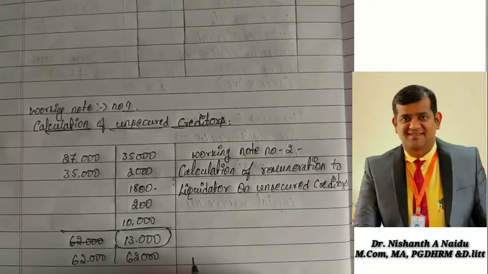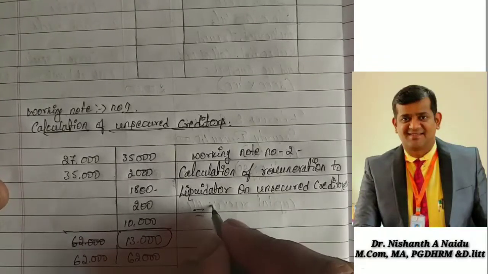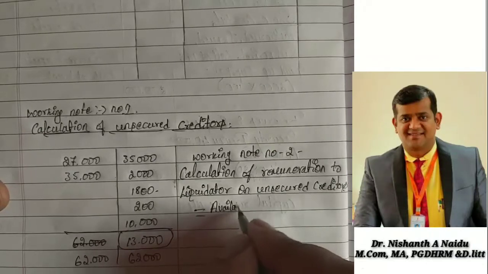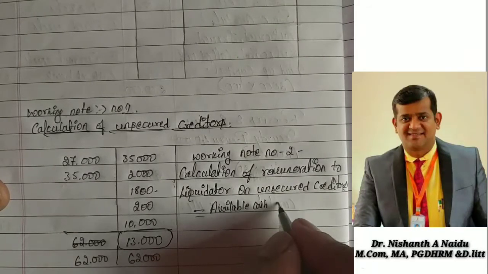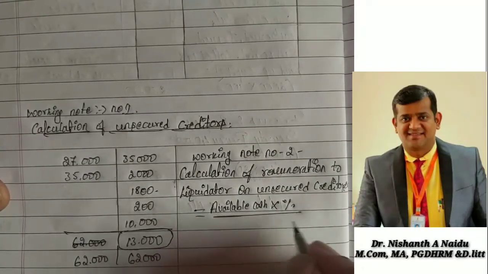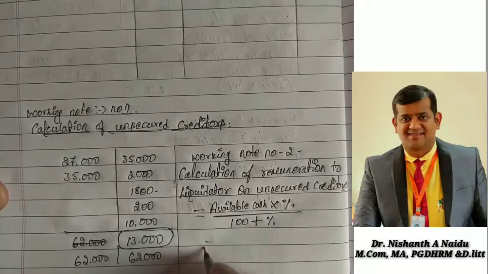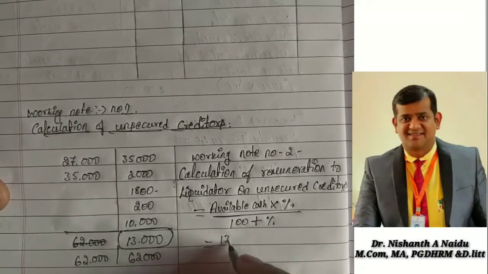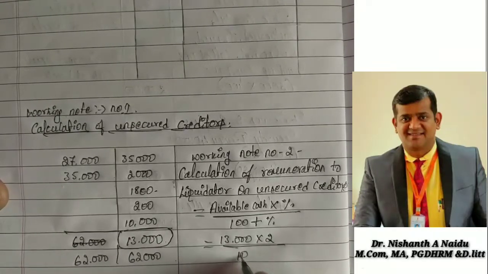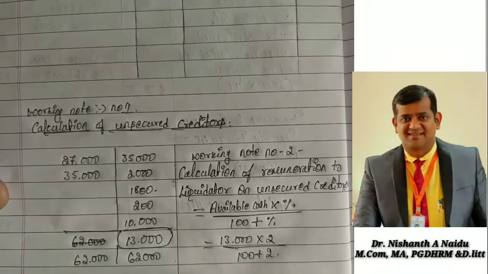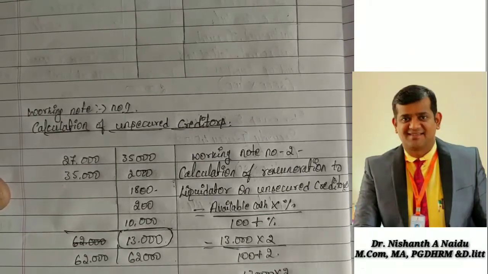So we all know that formula is there. What is the formula? Available cash into percentage divided by 100 plus percentage. So how much available cash? 13,000. 13,000 into 2%, correct? Divided by 100 plus 2%. So that comes to 13,000 into 2 divided by 102.